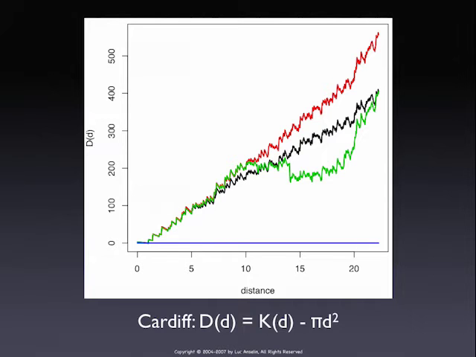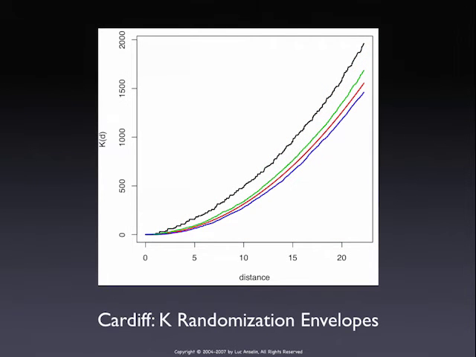Still no inference. The inference we get from the randomization envelopes. Always the same idea: create random point patterns, recompute the K function, do this 999 times, then you get your maximum value and your minimum value under complete spatial randomness, and these give you your two envelopes. Complete spatial randomness is in the middle. We see for Cardiff, we're above in the K function, above is clustering, below is inhibition.